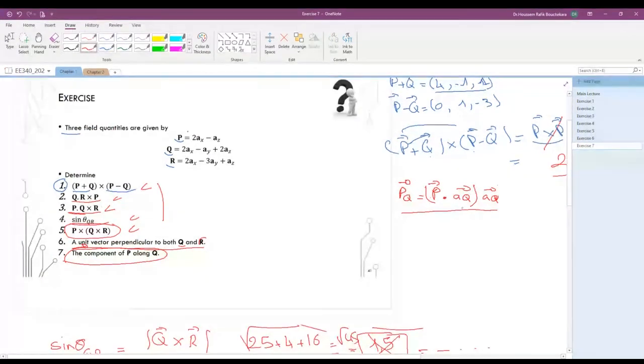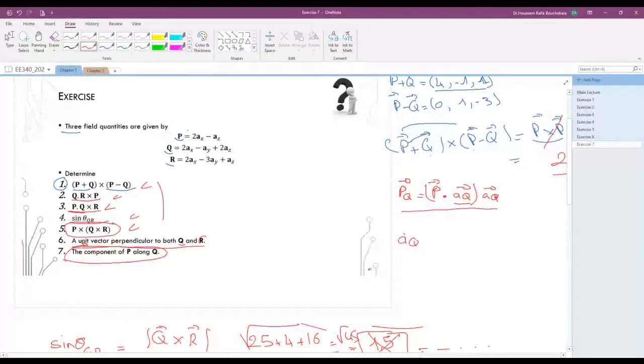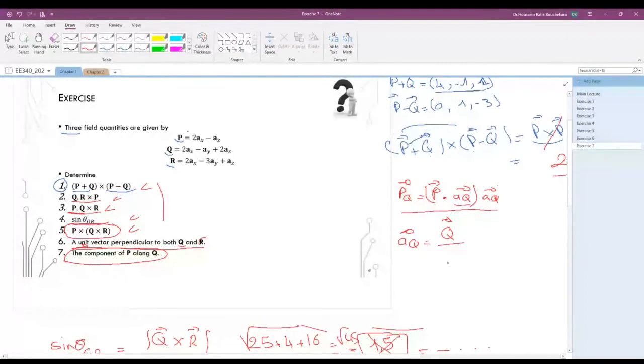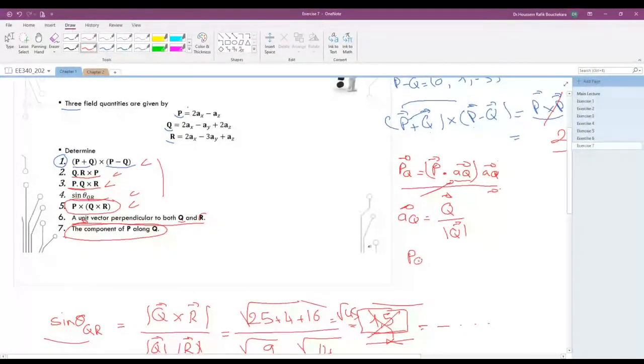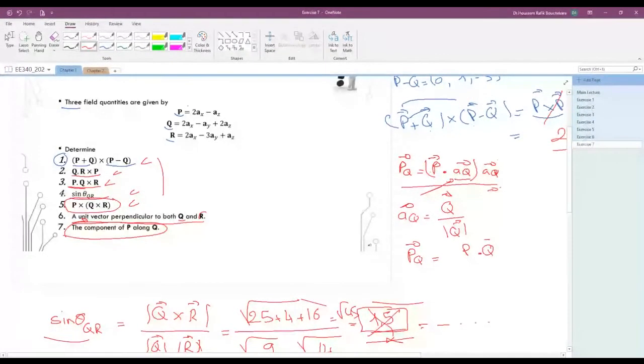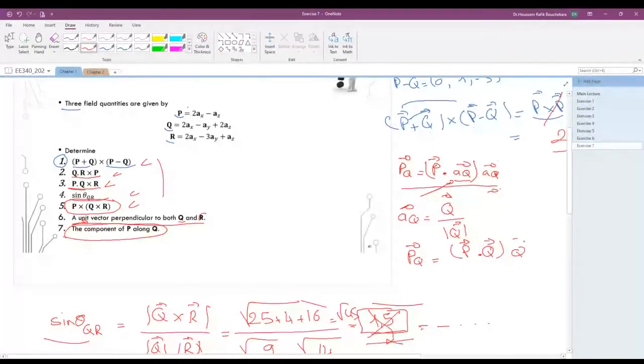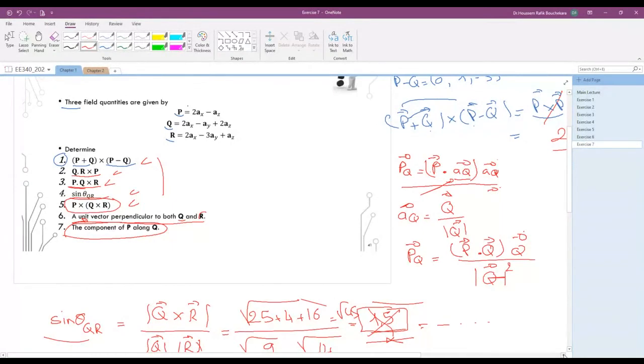عارف أنه ايش؟ أنه ال AQ ايش يساوي يا شباب؟ ال AQ is equal to Q divided by the magnitude of Q. So I will replace this one here and this one here. What we will get? We will get a new PQ as a vector. It is equal to P dot Q, okay, times Q الكل على the magnitude of Q square.